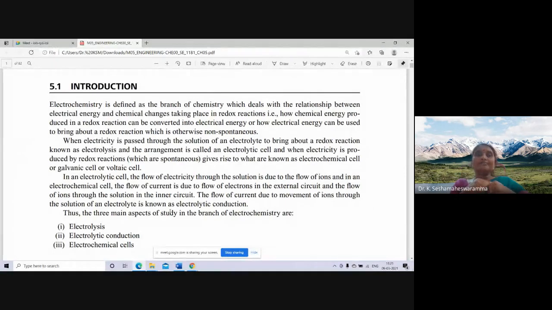How chemical energy produced in a redox reaction can be converted into electrical energy, or how electrical energy can be used to bring about a redox reaction which is otherwise non-spontaneous. That is what electrochemistry deals with. So mainly it explains, during redox reactions, how electrical energy is converted into chemical energy and how electrical energy can be used.